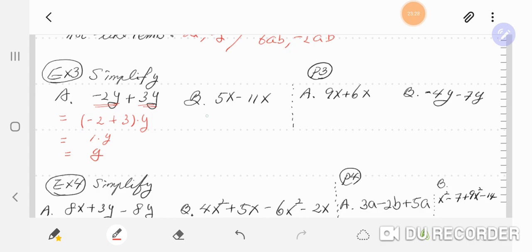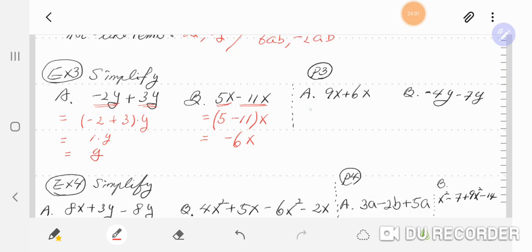Okay, the next one is the same. Are they like terms? Yes, this is 5x. This is negative 11x. They are like terms. So what we do is add up the coefficients. Add 5 and negative 11. So 5 minus 11 x. So this is negative 6x. Okay, so always add the coefficients.